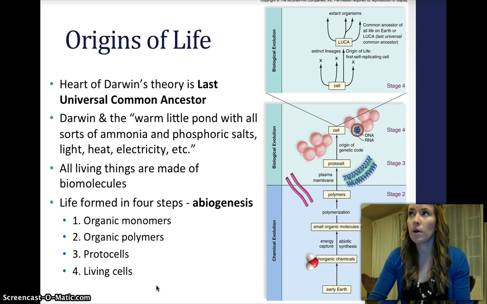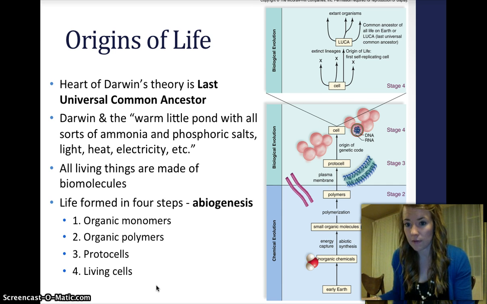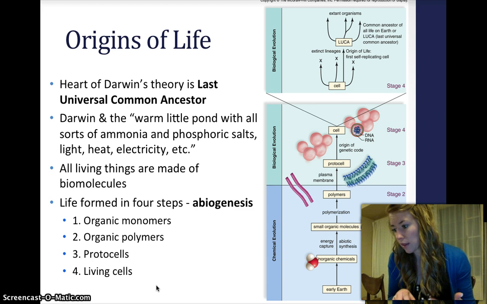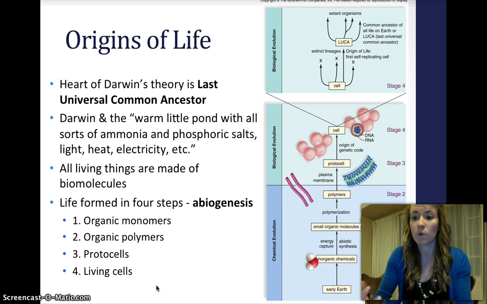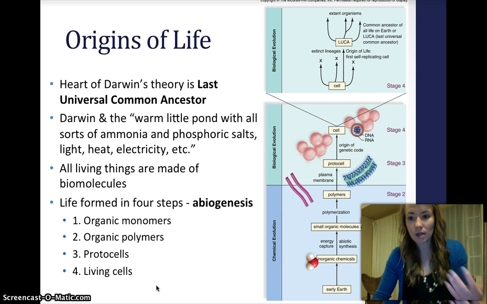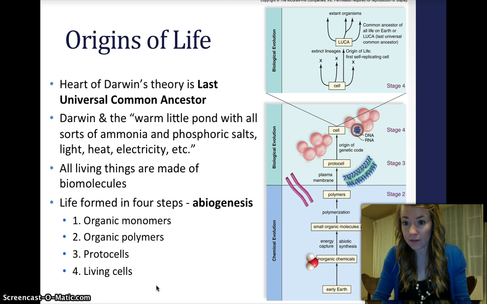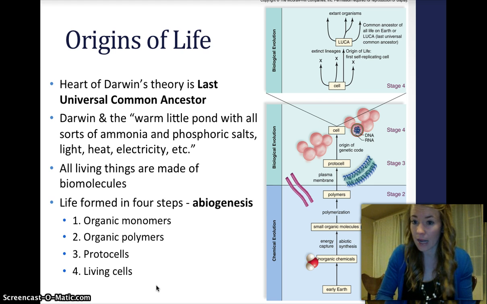We know about characteristics of living things way back in chapter 1, way back in regular biology. All living things reproduce, all living things obtain and use energy, all living things have a metabolism, all that kind of stuff. Those are all commonalities of living things, and all living things are made up of organic molecules, which we'll call biomolecules. So we're going to talk about today where the very first biomolecules came from and how that led into a cell.